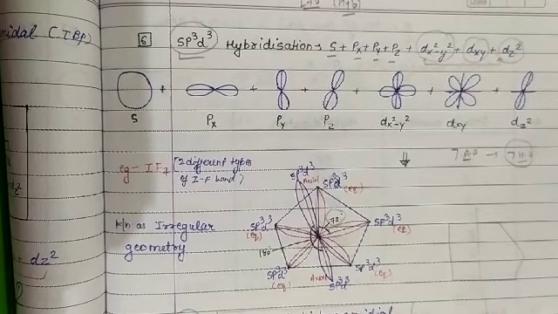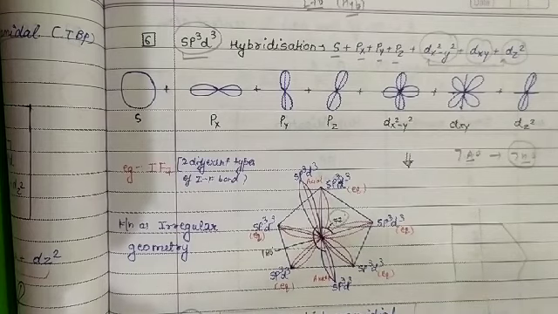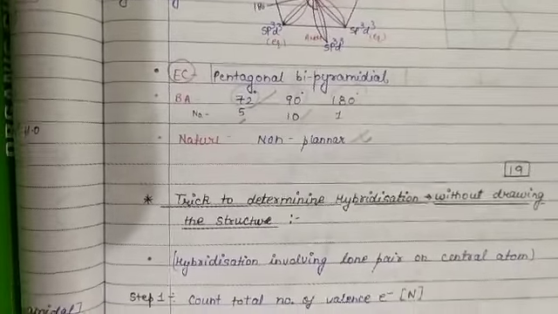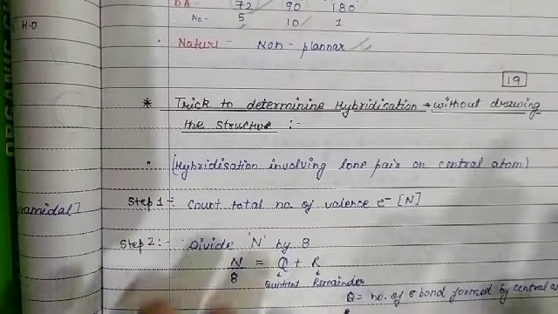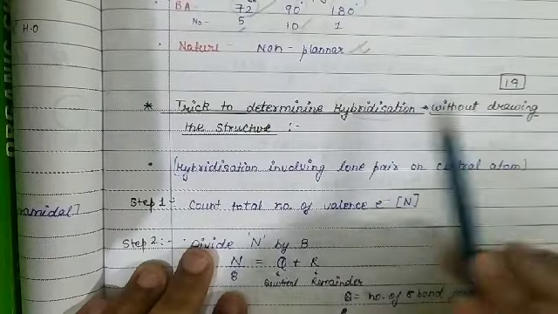So we have discussed all hybridizations: sp, sp2, sp3, sp3d, sp3d2 and last sp3d3. See, now we will use some trick to find hybridization without drawing the structure. What is the trick? So our next topic is the trick to determine hybridization without drawing the structure.